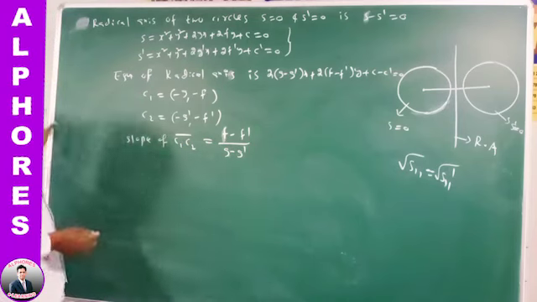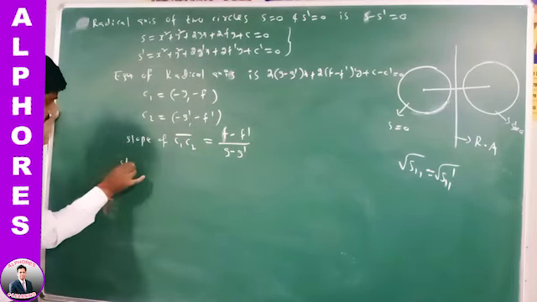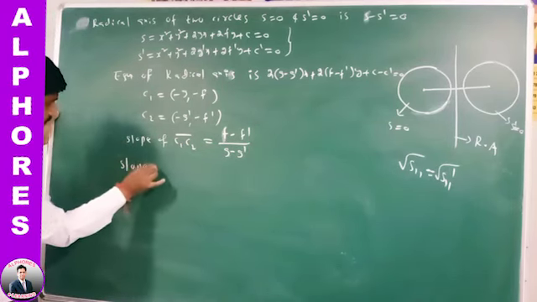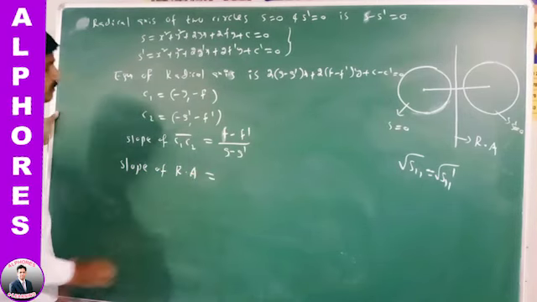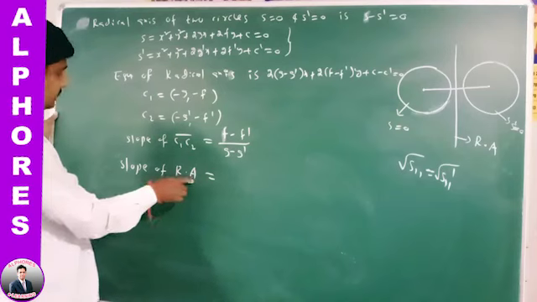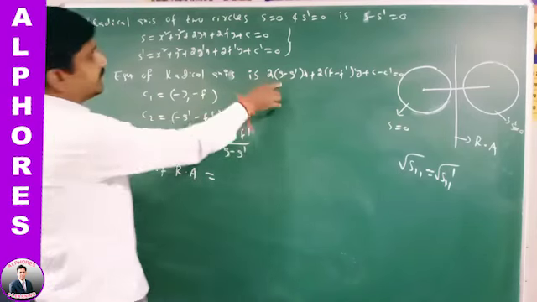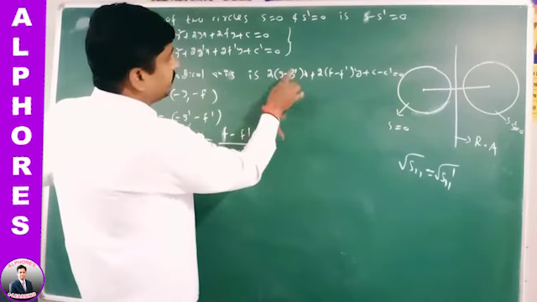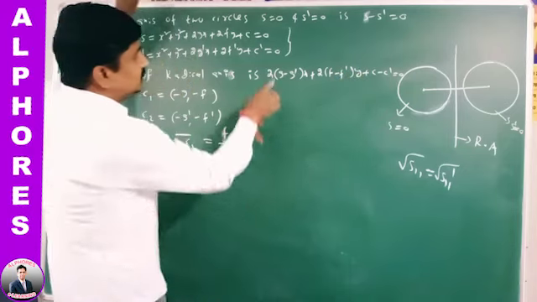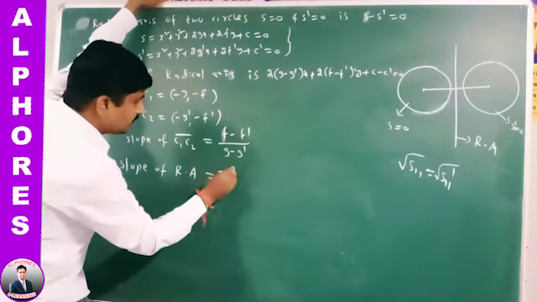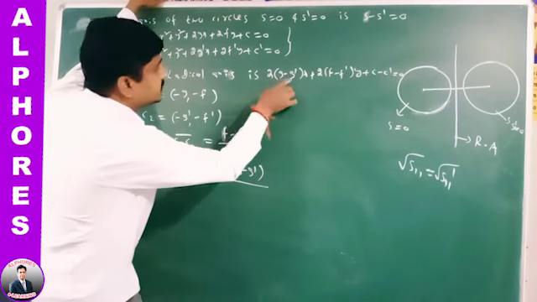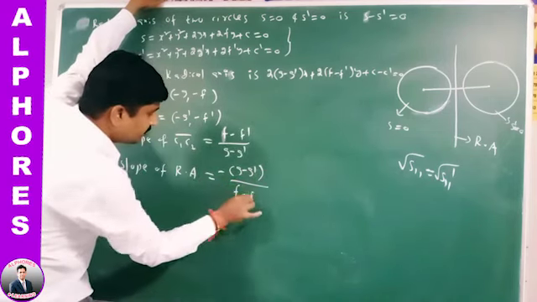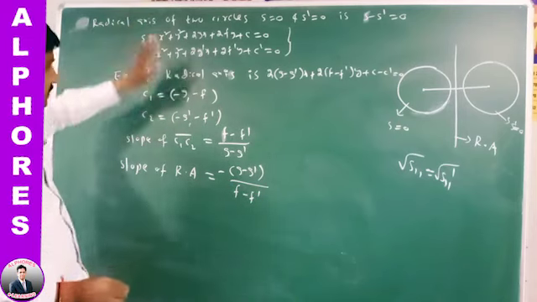Okay, this is the slope of C1C2. Now the slope of the radical axis. RA means radical axis. This is the radical axis. The equation of this line is in the form ax + by + c = 0, so the slope of this line is -a/b, which is -(g - g')/(f - f'). Observe these two.